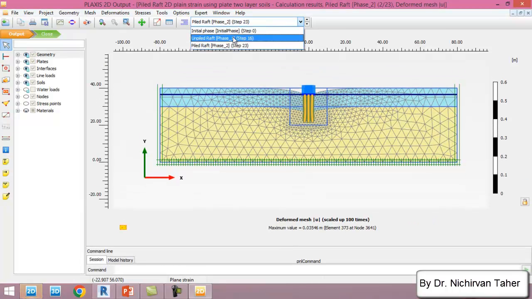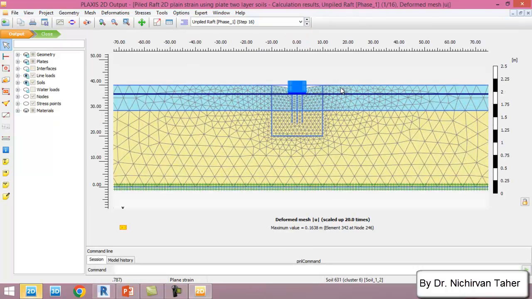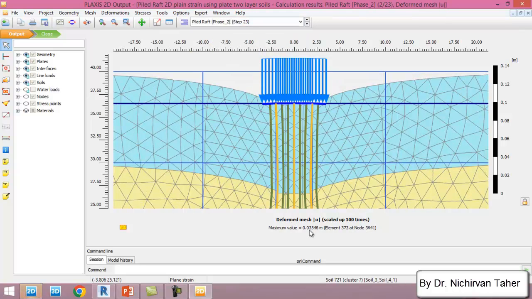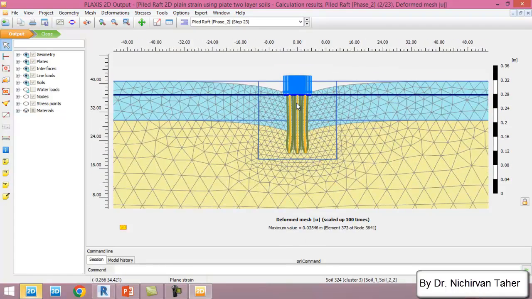First we want to check unpiled raft foundation. As you can see, this is the deformed shape of unpiled raft foundation, and the maximum settlement is about 0.16 meter, which is unacceptable generally in raft foundation. Now we will see the settlement in piled raft foundation. As we can see, it is about 0.03 meter, which is about 3 to 3.5 centimeters, and it is acceptable.